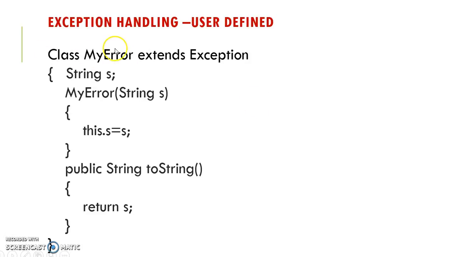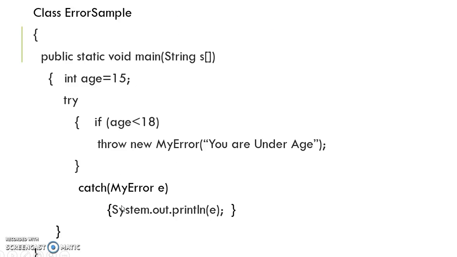So here is the class. We have extended the Exception class. We have the constructor in which the error message is passed and stored in the string variable. Then we have overridden the toString method with our own definition, that is written in the string.